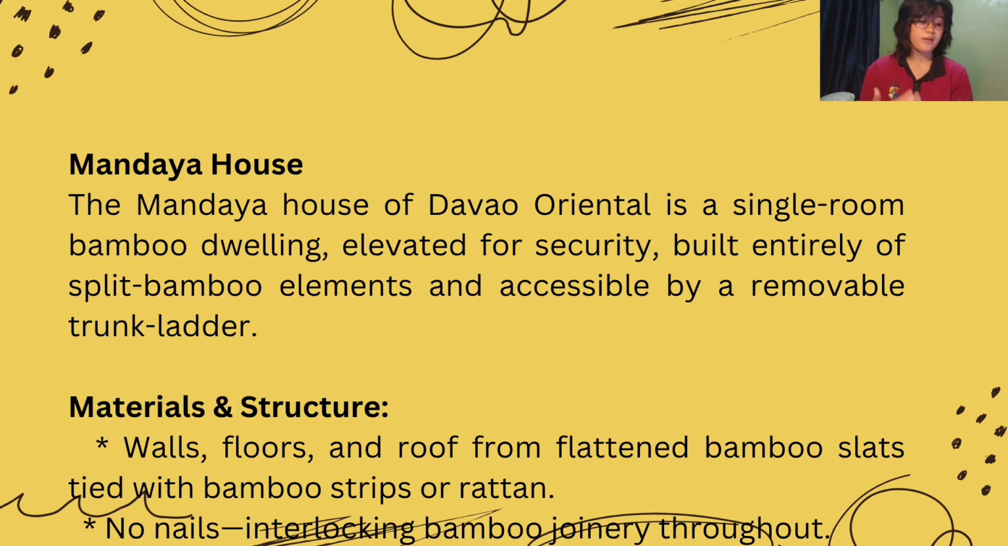Another house is the Mandaya House. The Mandaya House of Davao Oriental is a single-room bamboo dwelling elevated for security, built entirely of split bamboo elements, accessible by a removable trunk ladder. The materials and structure: walls, floors, and roof are made from flattened bamboo slats tied with bamboo strips or rattan, and it has no nails, only interlocking bamboo joinery throughout.